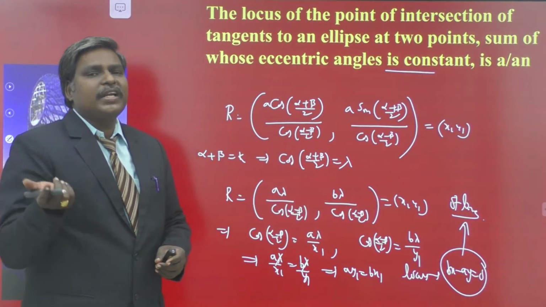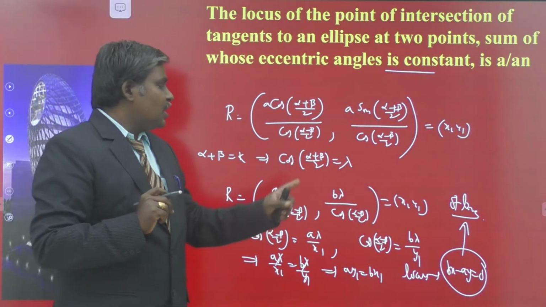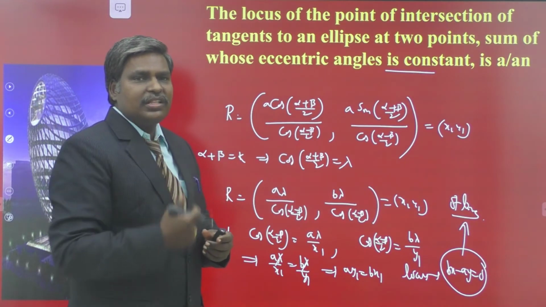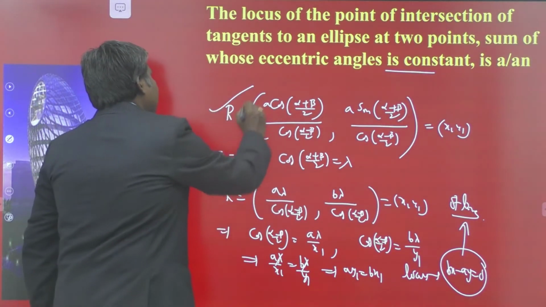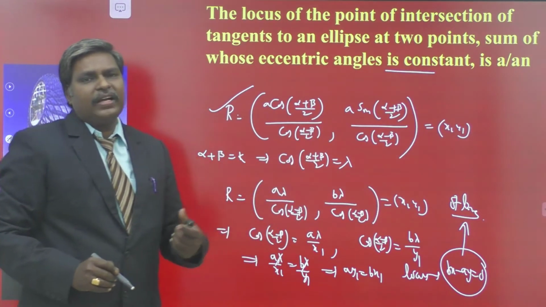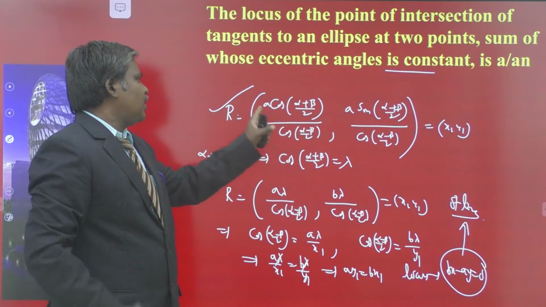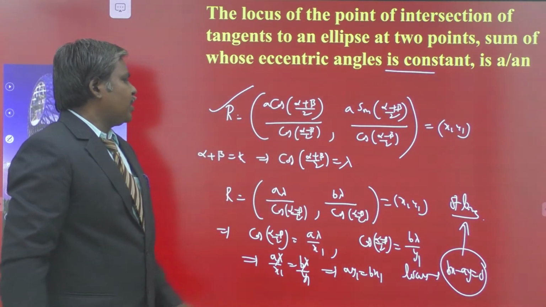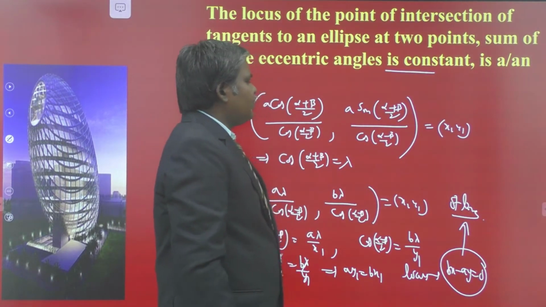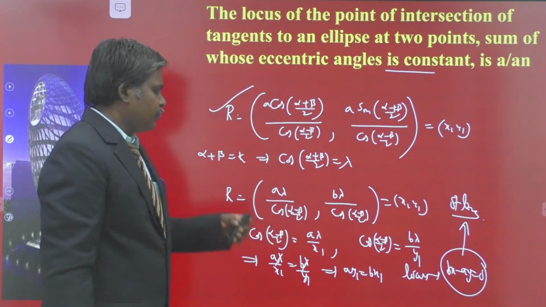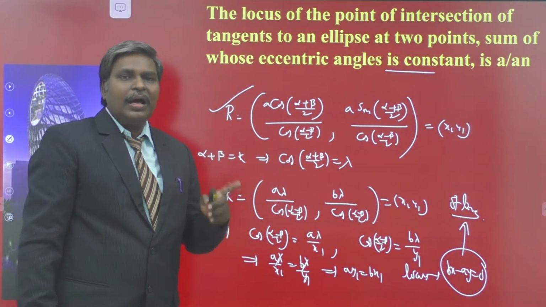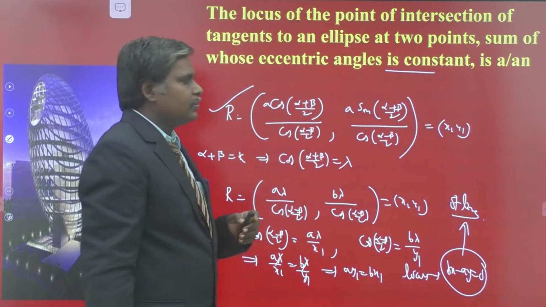If alpha minus beta is constant, the locus is an ellipse. If alpha plus beta is constant, the locus is a straight line. So for all these problems, the very important concept is you have to find the point of intersection of the tangents at P(alpha) and Q(beta). Don't forget this formula: a cos((alpha plus beta)/2) / cos((alpha minus beta)/2), a sin((alpha plus beta)/2) / cos((alpha minus beta)/2). This is obtained by using the formula minus a square l by n, minus b square m by n.